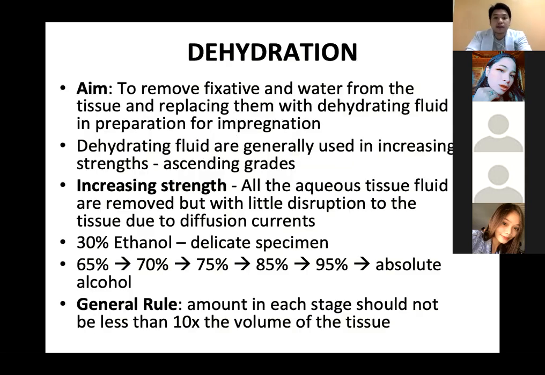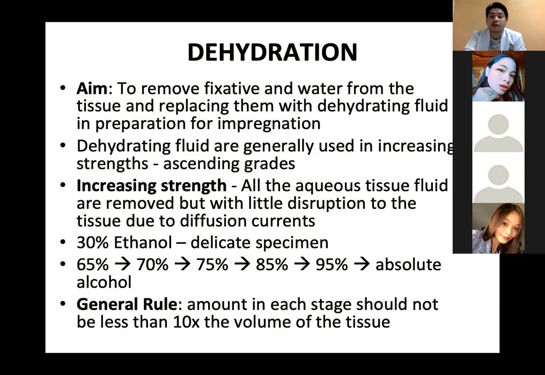Dehydration aims to remove the fixative and water from the tissue and replace them with dehydrating fluid in preparation for impregnation. Class, what is the main reason of dehydration? It is to remove the water and other tissue fluids. Why? Because most of our impregnating medium is not miscible with water or the tissue fluids. So that's why we are going to remove them.